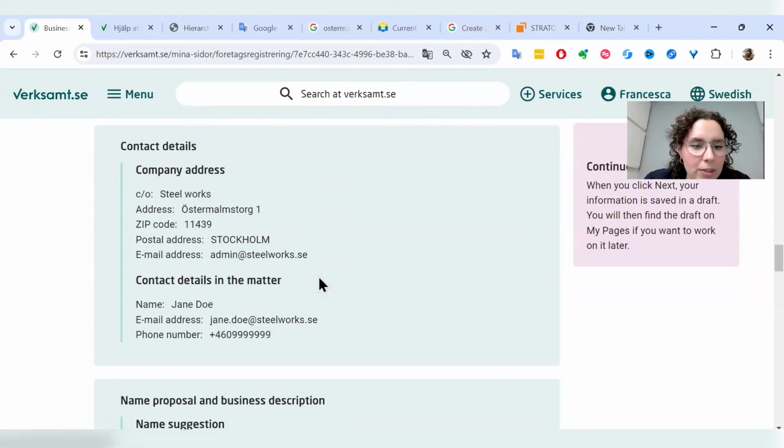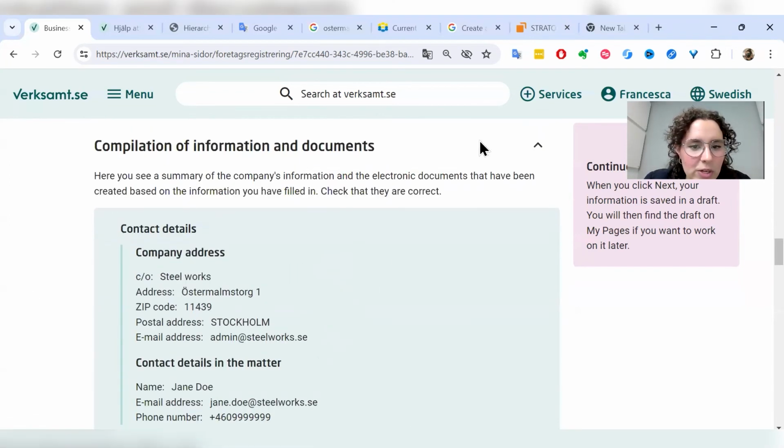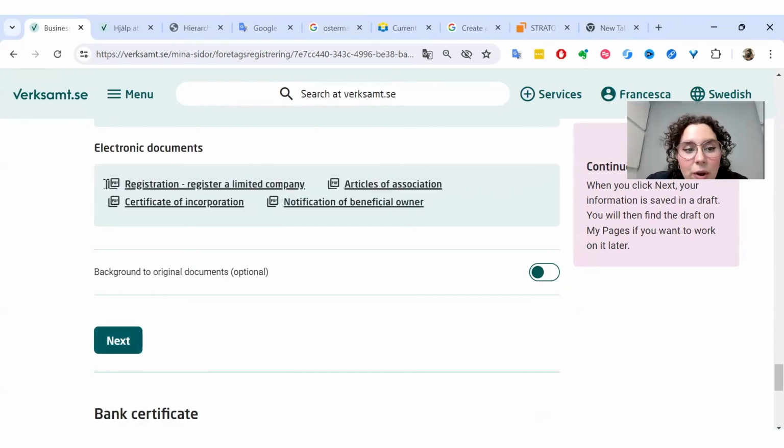And then you have your compilation of information, all the information we filled out, and just make sure that everything is correct. If you would like to, you can always download all of this information you just plugged in to be shared with your partners, your potential deputy board members. So you can download all of that information in Swedish.